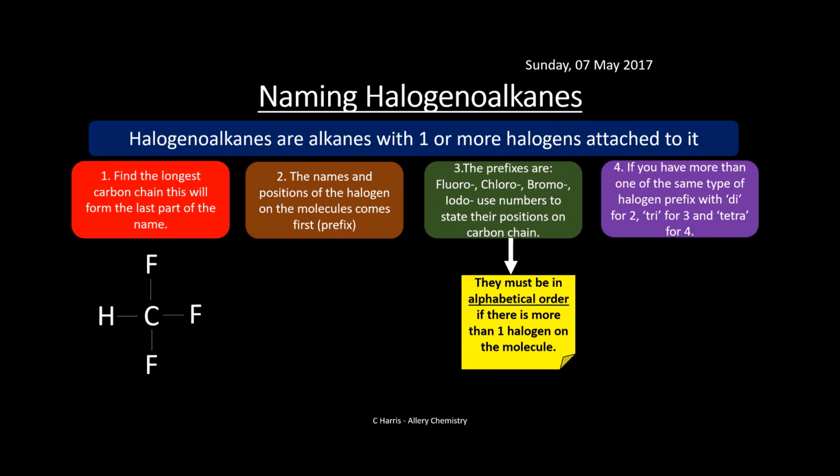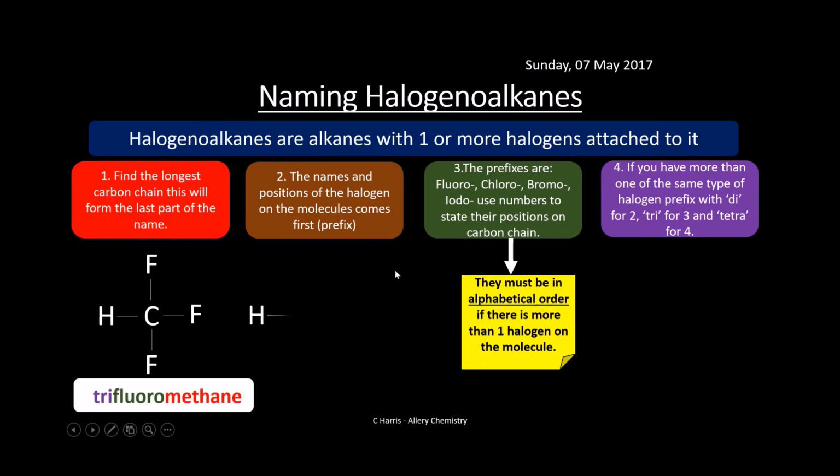So let's have a look. Let's see what we've got. So we've got the first one here. This is obviously one carbon with 3 fluorines in there. So this is going to be tri. Again, I've highlighted in purple. So tri for the purple box. Fluoro, because we've got the fluorine there, and methane, because that's the longest carbon chain. There's only one carbon there.